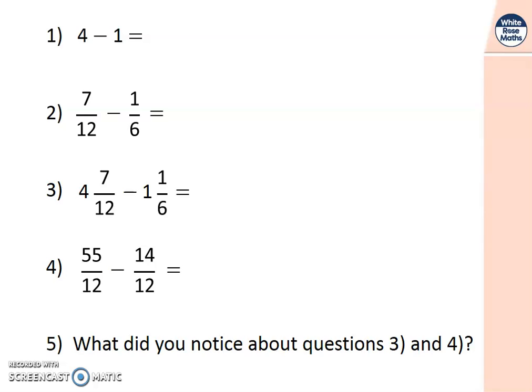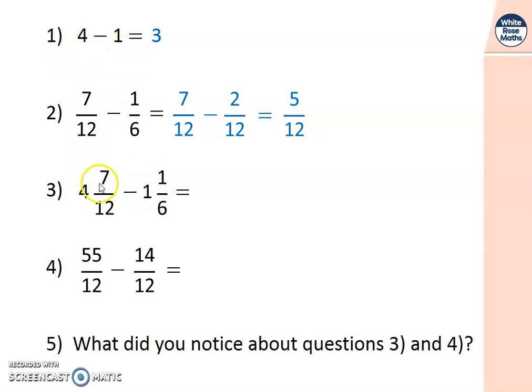Number 1 is fairly straightforward. 4 subtract 1 is 3. Number 2, 7/12 subtract 1/6. Let's have a look at that one. We'd have to change 1/6 by doubling the two parts into 2/12. So 7/12 take away 2/12 is 5/12. Well done. Did you notice that on number 3, we've got 4 take away 1, just like in number 1?